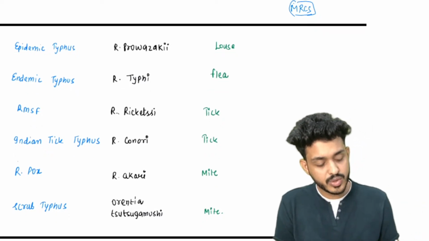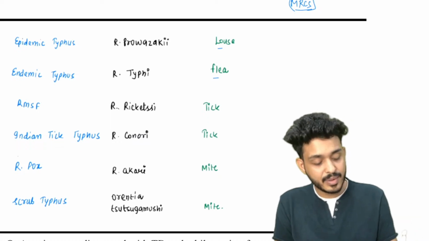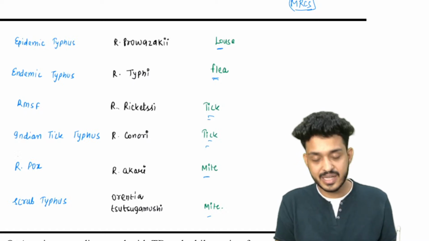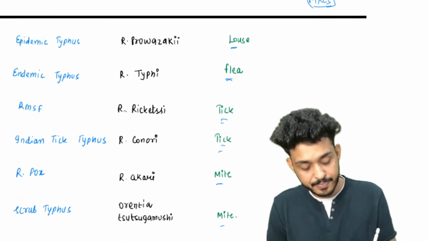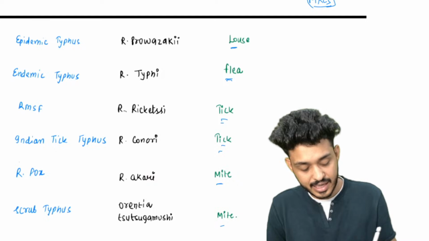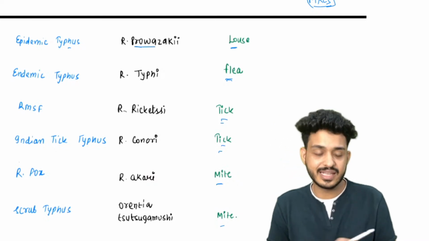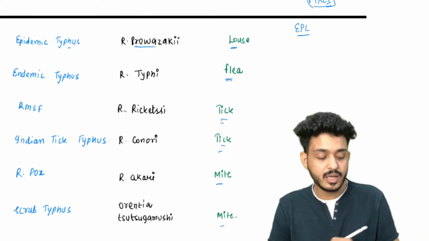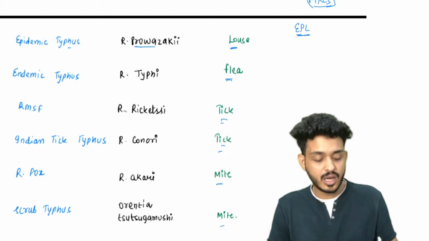So how to remember? Just remember it like I said: louse, flea, tick, tick, mite. If you remember in this sequence, it can be remembered. Epidemic typhus will be via Prowazekii. So you can remember the mnemonic EPL: epidemic will be Prowazekii, and it is a louse-borne disease.